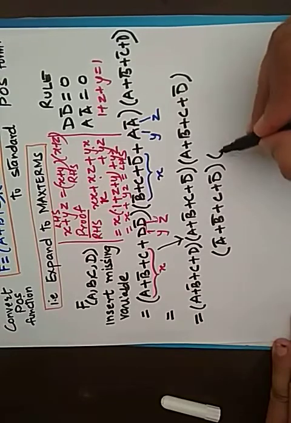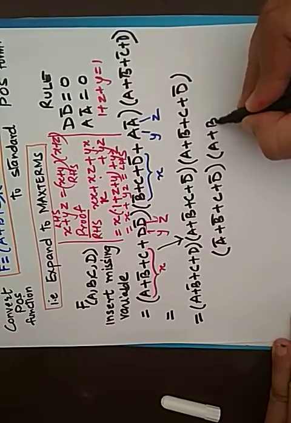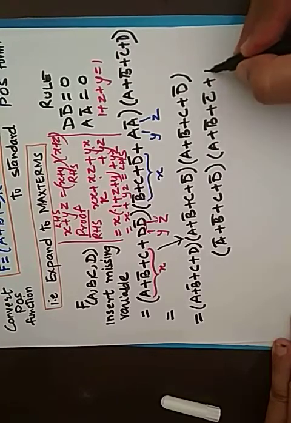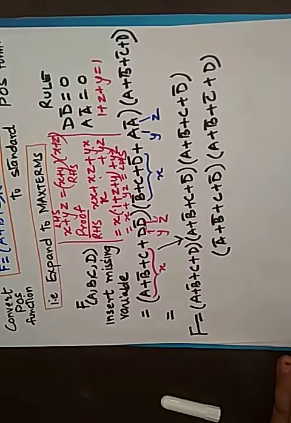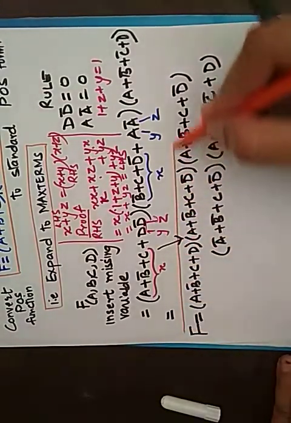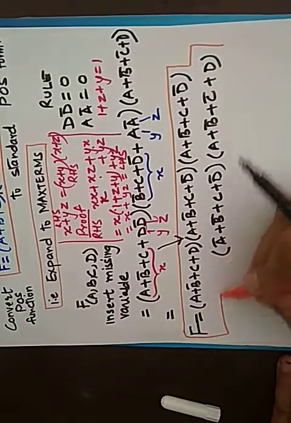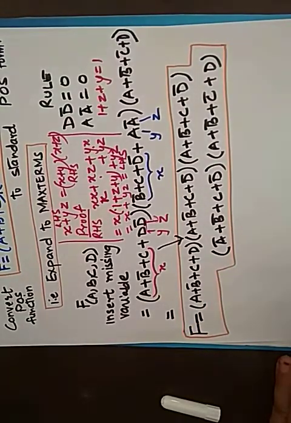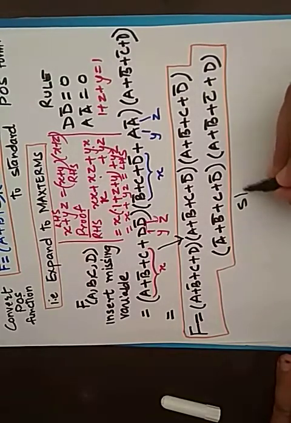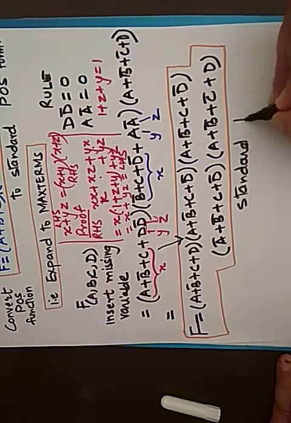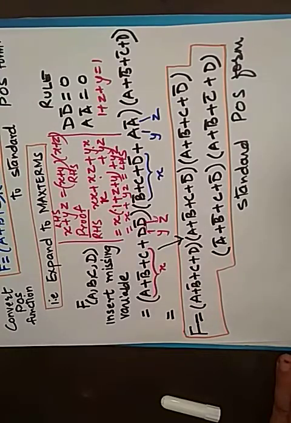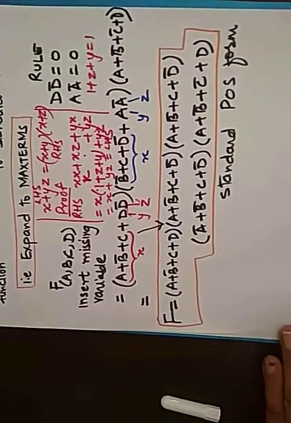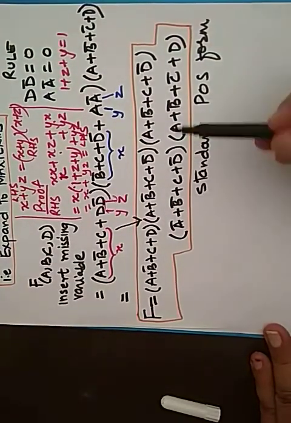The third term has no missing variable, so we may write it down as it is. Now if you observe the function carefully, there is no missing variable in any of the terms. So you got the solution, the standard POS form. Now it is still a very big function. Let us take a careful look if any of the terms are the same. If there is a same term, we may write it only once.